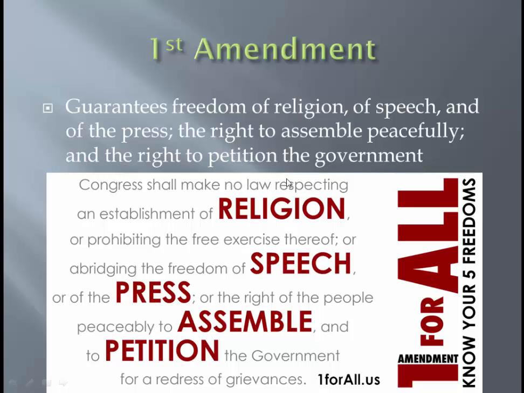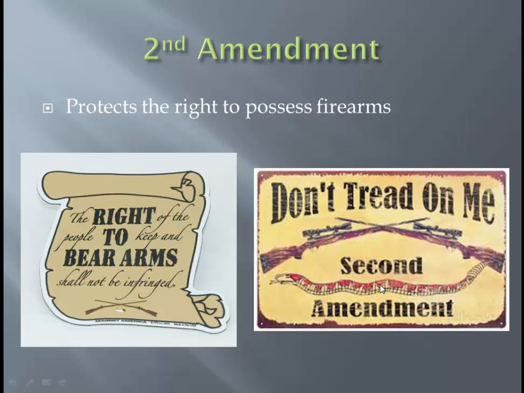First Amendment guarantees freedom of religion, freedom of speech, freedom of the press. That means you can write things in a newspaper. The right to assemble peacefully: you can get together with a group of people as long as you are peaceful. And the right to petition your government. You're able to ask the government to do something that you want them to do. All right, so these are your 5 freedoms. Know your First Amendment rights and your 5 freedoms.